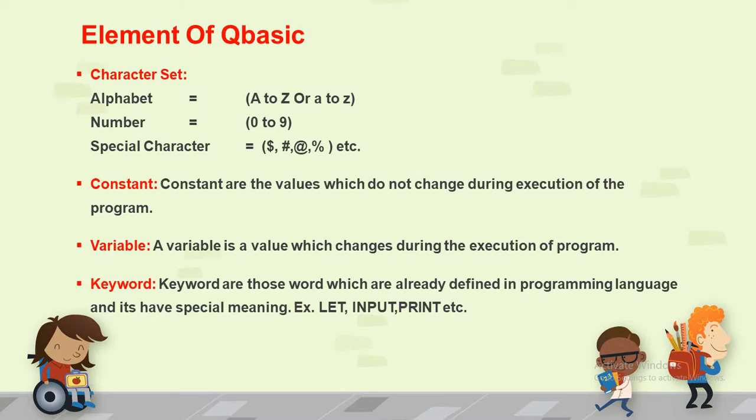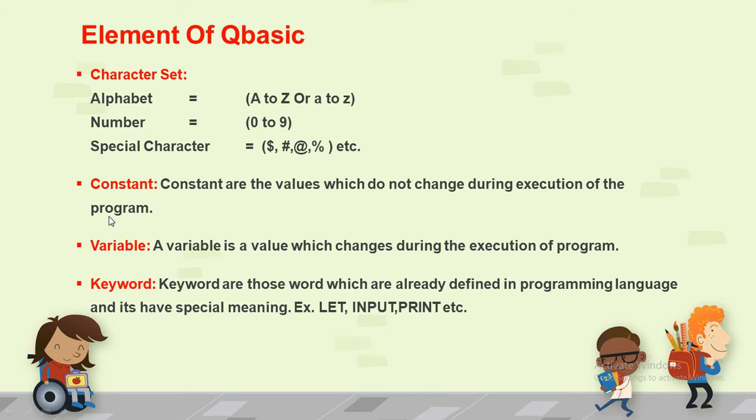Close this. Now our next topic is elements of QBasic. A programming language consists of many elements. QBasic consists of the following elements: character set, constant, variable, and keyword. The character set in QBasic consists of numbers, alphabets, and special characters. Alphabets like small a to z and capital A to Z. Numbers like 0 to 9. Special characters like dollar sign, hashtag, ampersand, modulus, etc.